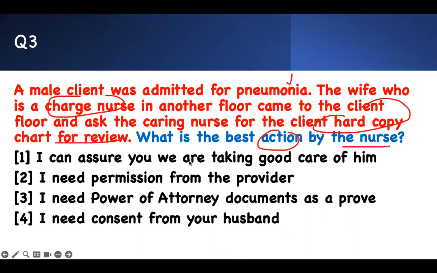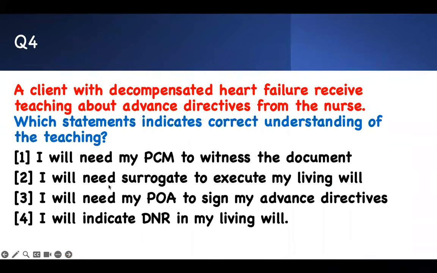I can assure you we are taking good care of it. Negative. I need permission from the provider. You don't need permission from the provider. There's somebody you should get permission from, because of HIPAA. I need a power of attorney document as proof. You don't need a power of attorney document as proof. The guy is in the room. Go ask him. I need consent from your husband. Yes. So that's what we need. Straightforward. That's a principle that you have to know.